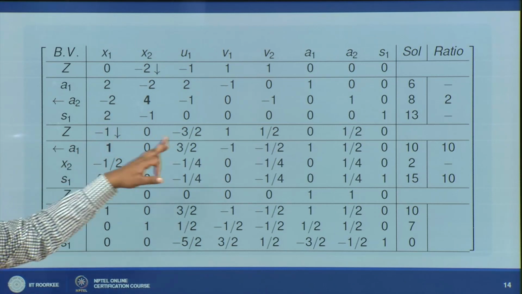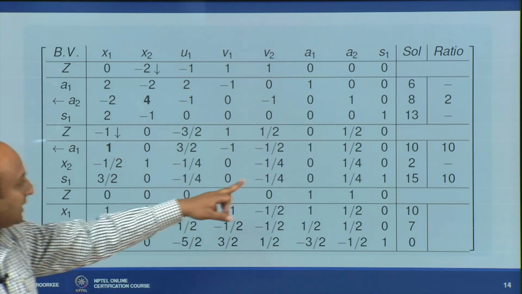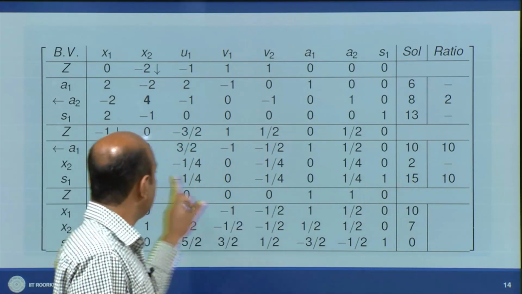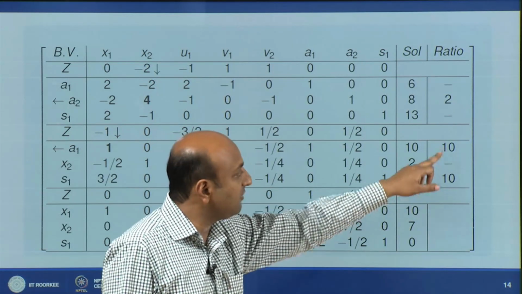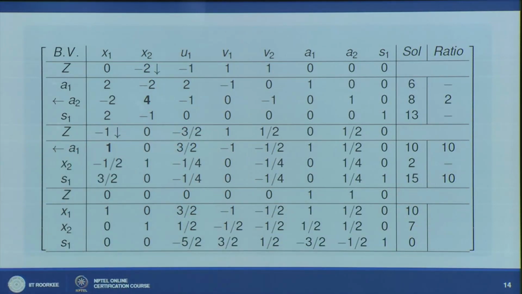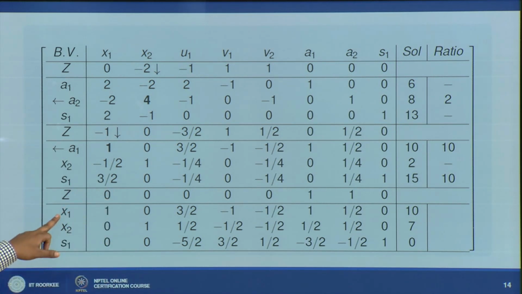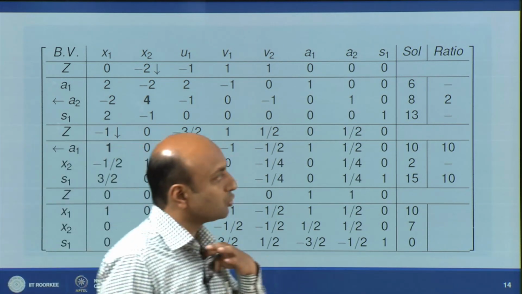We can enter x1, again by the minimum ratio. 10 upon 1 is 10; that is negative, so leave it. It is 15 upon 3 by 2, that is 10. You can now leave any one, because the minimum ratio value is the same. It is better to leave the artificial variable. So, you leave the artificial variable, construct the next table, and the next table is the optimal one. So, this is an optimal solution. X1 is 10, X2 is 7. So, X1 = 10, X2 = 7 is an optimal solution of this problem.